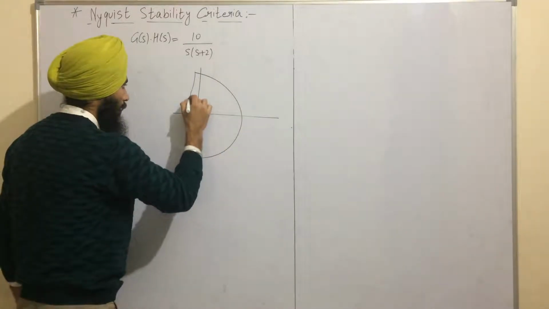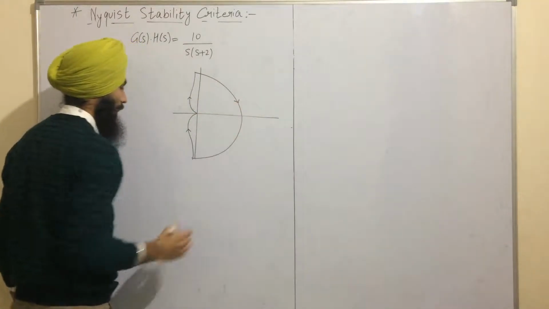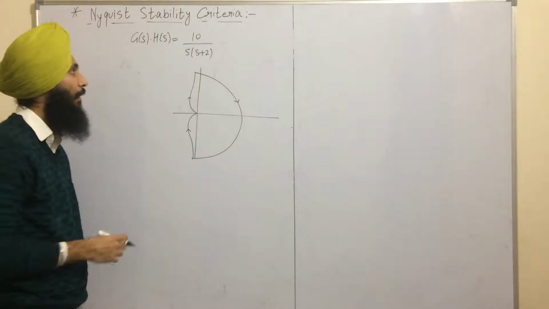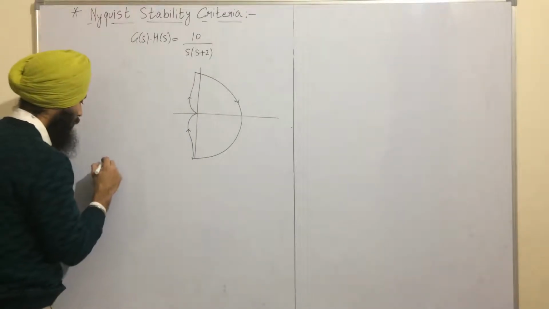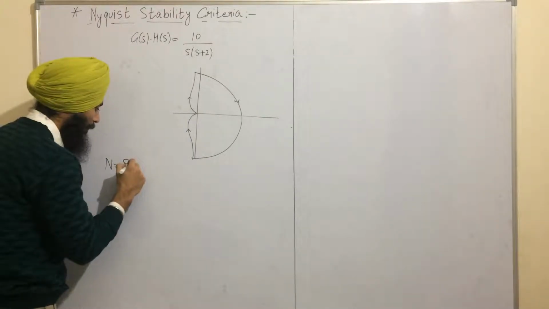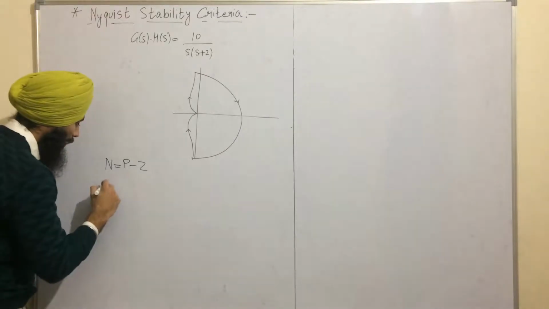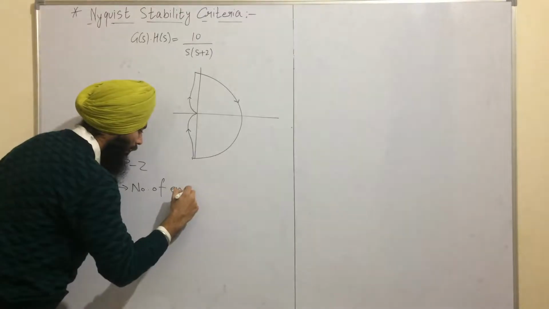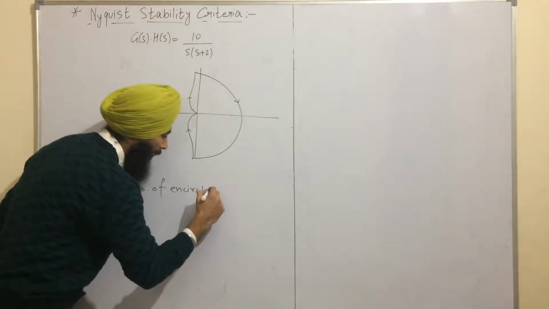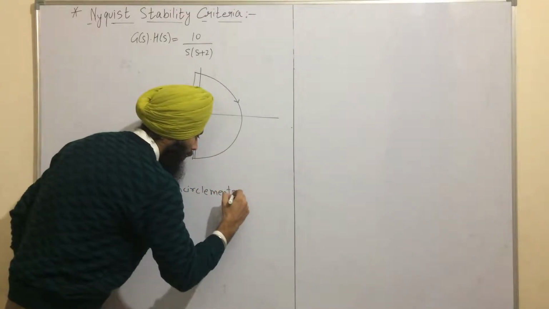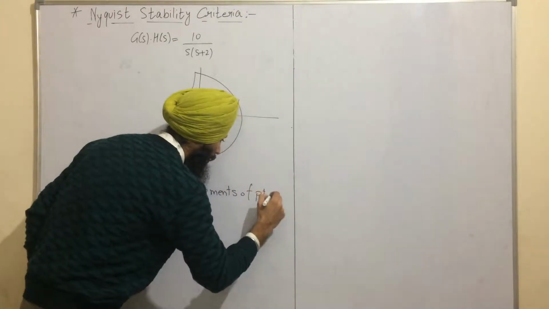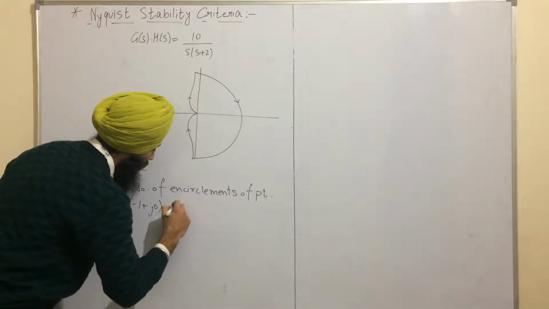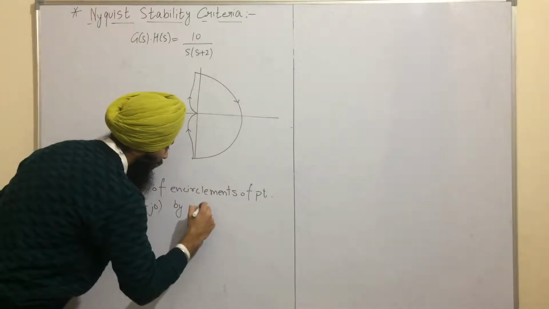The direction was clockwise like this. Now by using this Nyquist plot, we can find the stability of this system by using this formula. N is equal to P minus Z, where N is the number of encirclements of point -1 plus j0 by Nyquist plot.